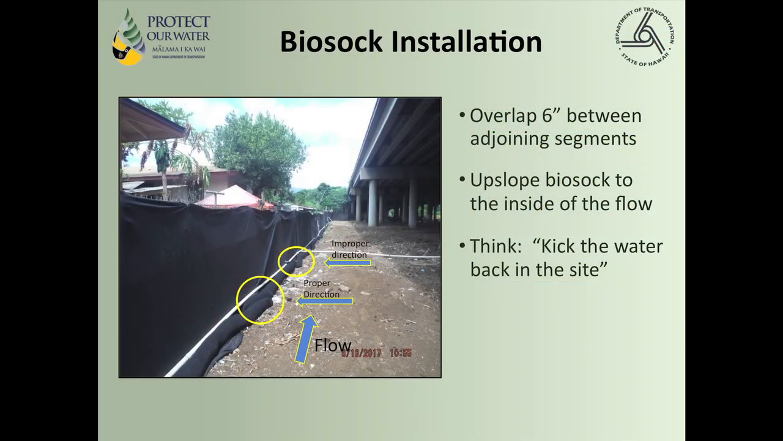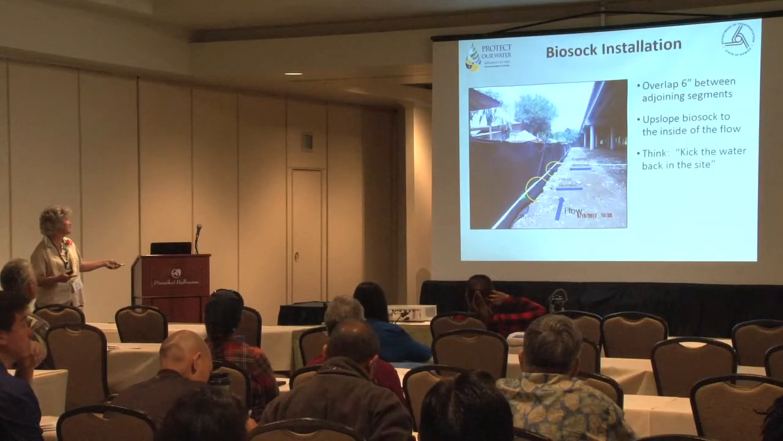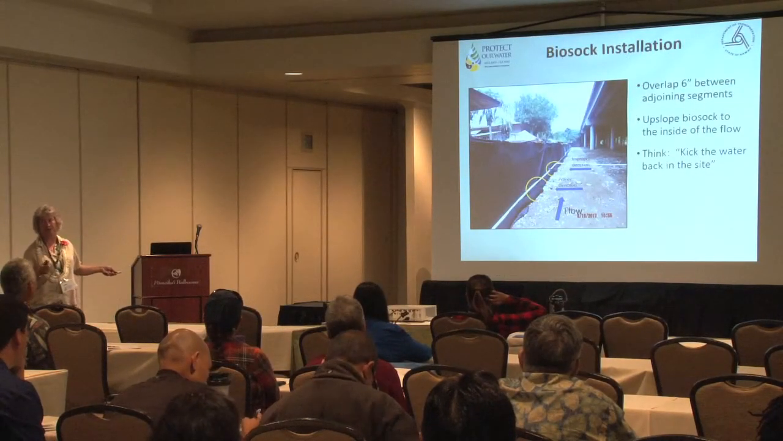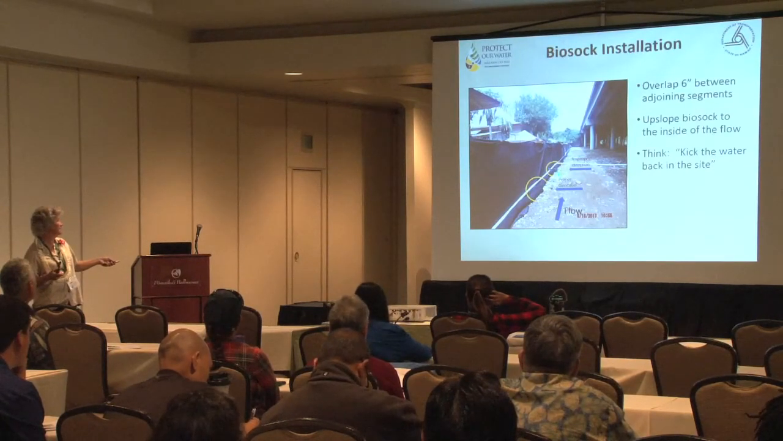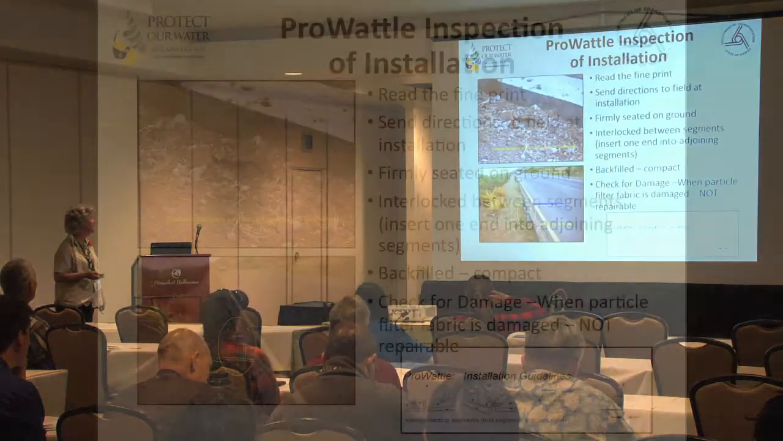Biosock installation: there is a method with the overlap, which is 6 inches between adjoining sections. You've got your flow this way. This one is the proper direction. This one, the downslope is inside, the one upslope, that's not proper. If you think about this one kicking the water back into the site, you'll install them correctly. Here, water running down can run through the overlap to the outside of the project.